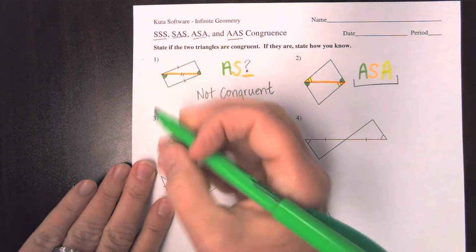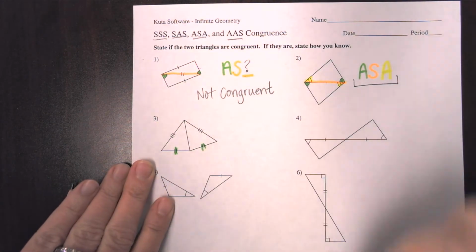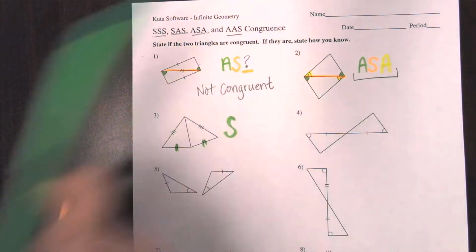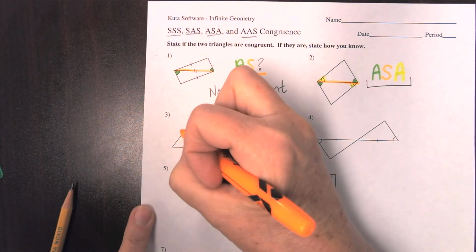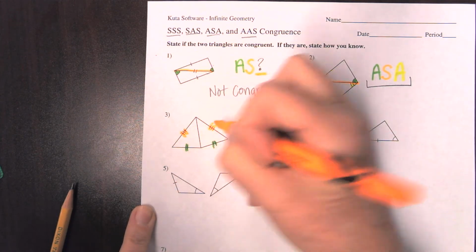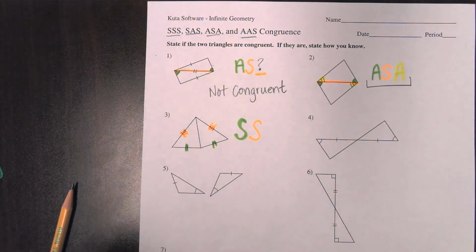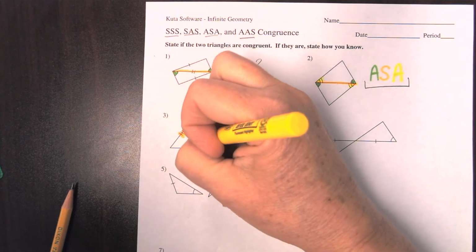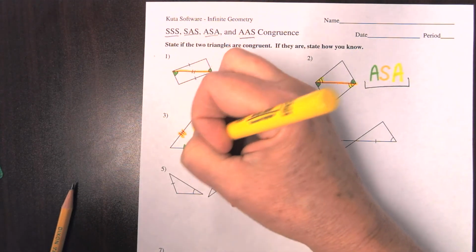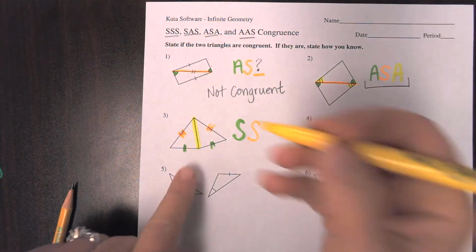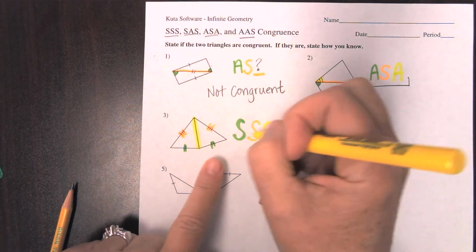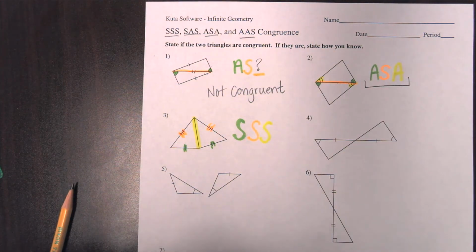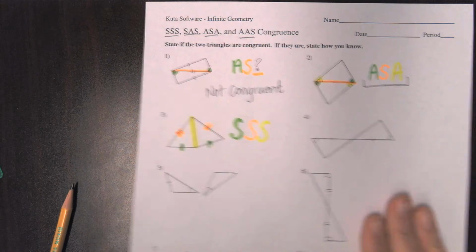Notice in my third one, I do have two sides that are congruent. So I do have a side. Then I have another side. Notice the hash marks. So I have another side. And then once again, I have reflexive property happening. My two triangles share a side, so that side is congruent to itself. So this is side, side, side. I can prove that these two triangles are congruent to each other.